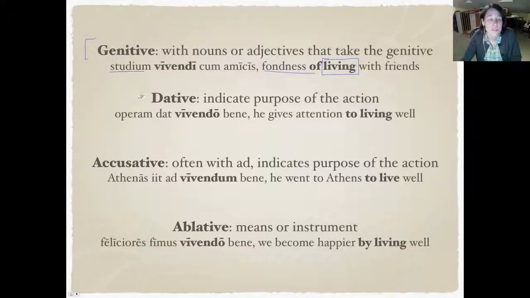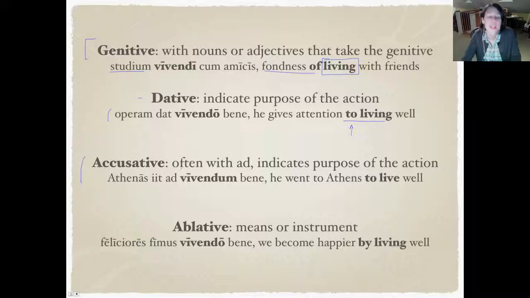The dative gerund is going to be used to indicate the purpose of the action of that main clause. So the sentence operam dat vivendo bene. He gives attention to living well. Okay, you'll note here that I'm translating it with the helping word to, and then I've got my -ing word. He gives attention to living well.